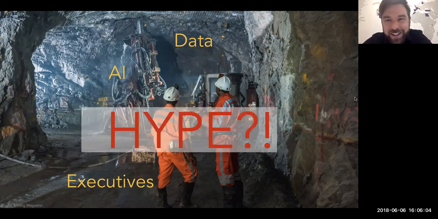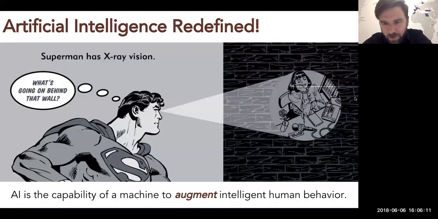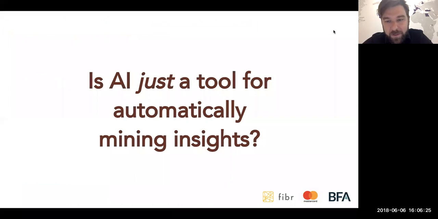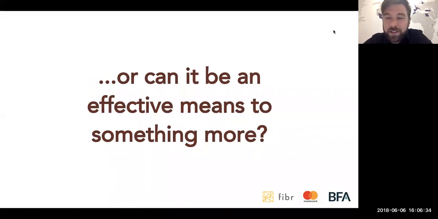So we like to tweak that definition just a little bit, as we show on the next slide, which is one word different, right? It's not a machine imitating humans and this evil robot vision, but really the capability of a machine to augment existing intelligent human behavior. And so this has a slightly different connotation. It's not just a tool for automatically mining insights, but also a means to effect something more practical.